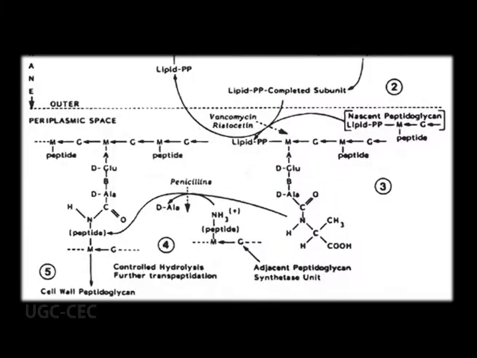Finally, the third stage takes place in the periplasmic space, wherein this uncross-linked or soluble polymer of carbohydrate and peptide gets linked together to a cross-linked polymer of carbohydrates and pentapeptides. Thereby, they make an entire meshwork of peptidoglycan. So this polymerization between the monolayers takes place in the periplasmic space.